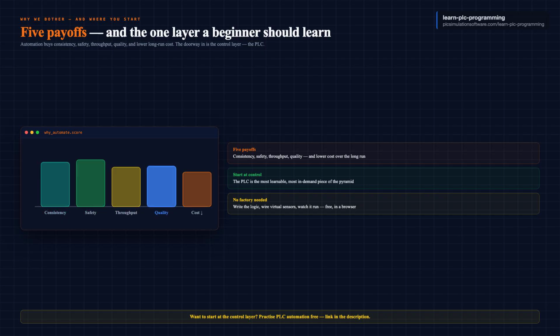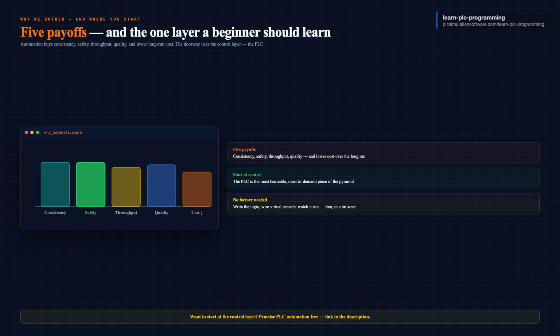Now, where should a beginner start? Look back at the pyramid. The doorway is the control layer. The PLC, it is the most learnable piece and the most in-demand skill on the job market. And you do not need a factory to practice it. You can write the logic, wire up virtual sensors, and watch it run free in a browser.